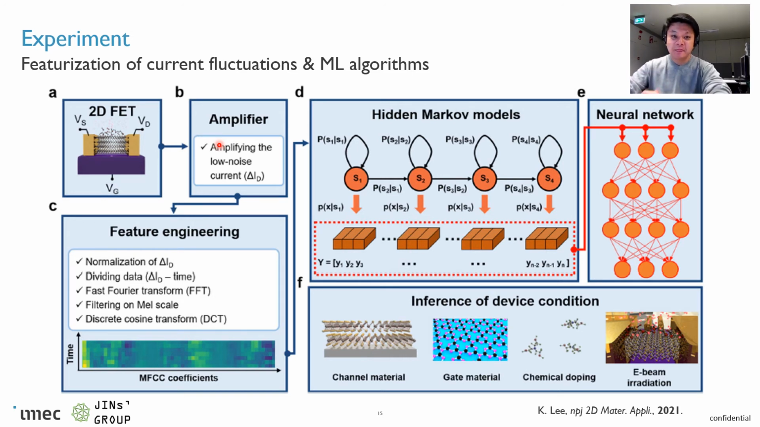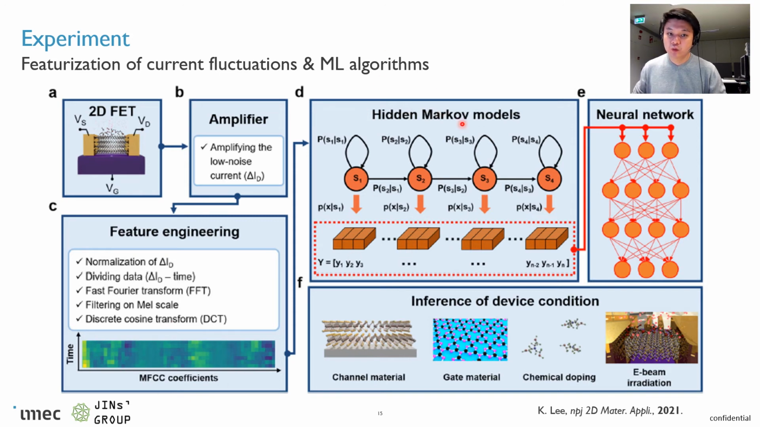And then we need feature engineering like this: normalization of current fluctuations and dividing the data like sound waves, a Fourier transform, filtering on the Mel scale, and a discrete cosine transform, which, as I told you before, is an inverse Fourier transform. Therefore, we finally trained machine learning models using this engineered data, as shown in the figure below.